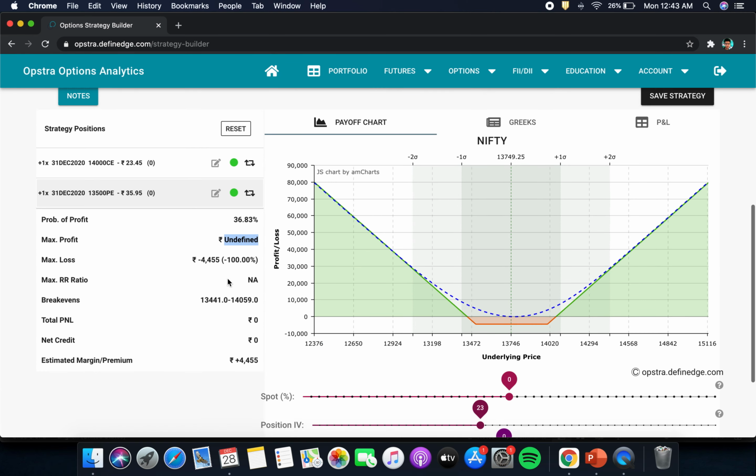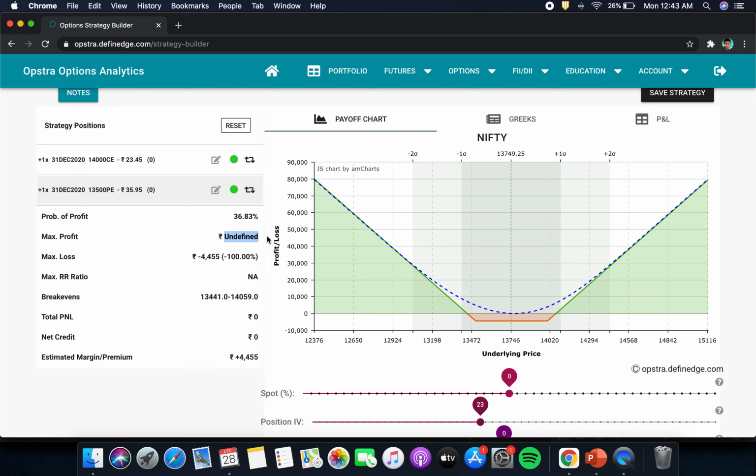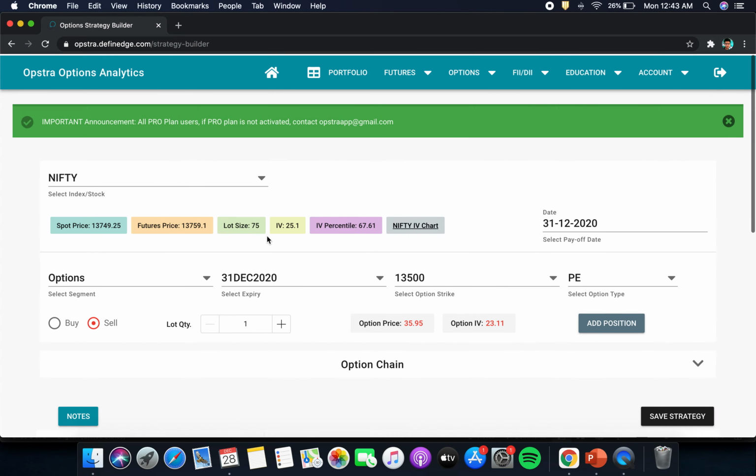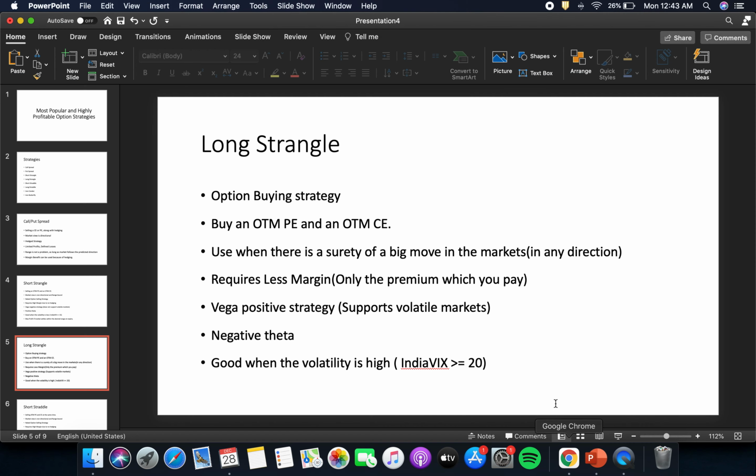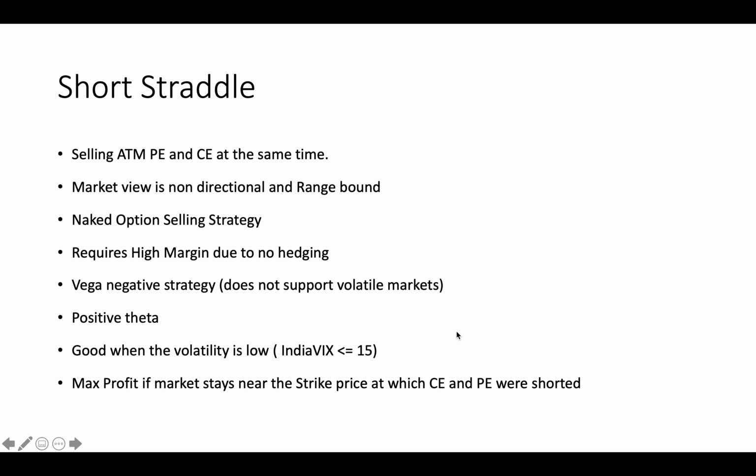So this is long strangle, and this is really good when you are near some important event that can influence the market in any direction. Let's go to the next one, which is short straddle.